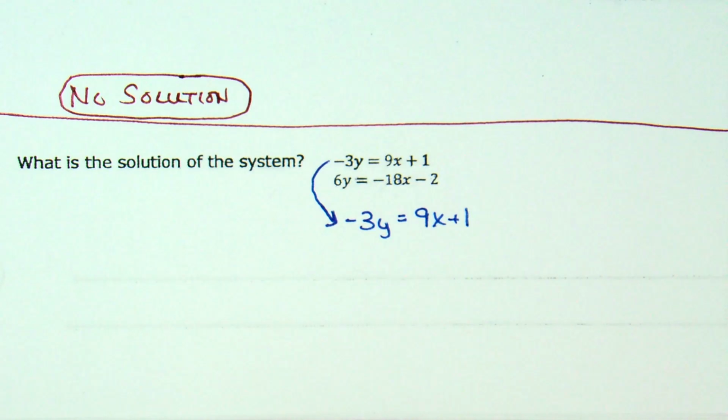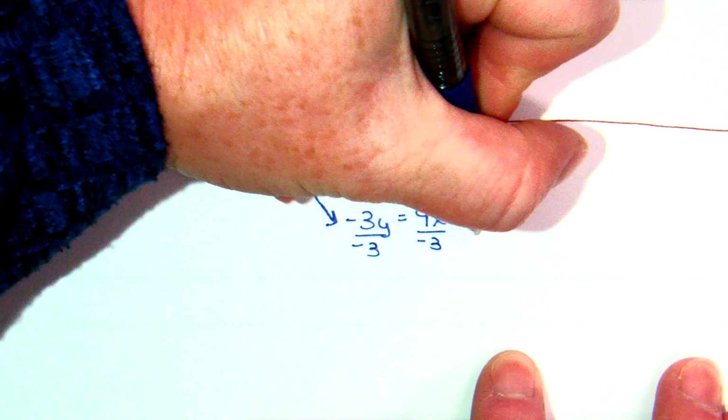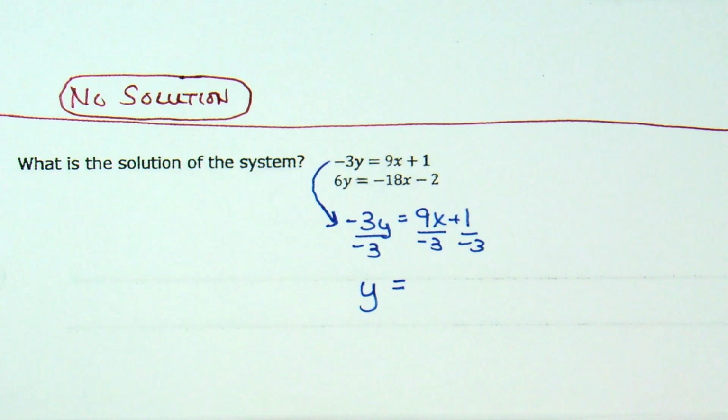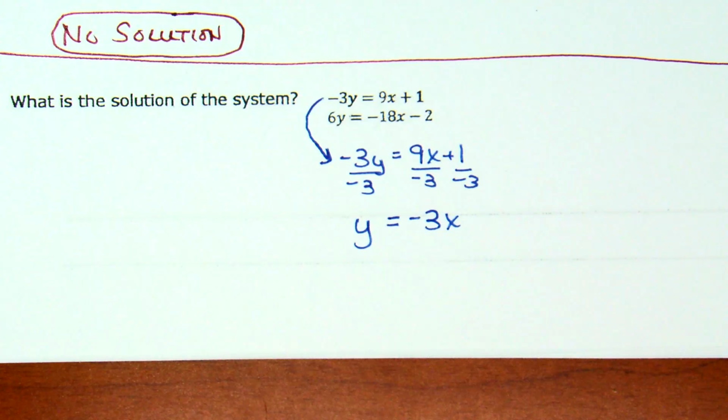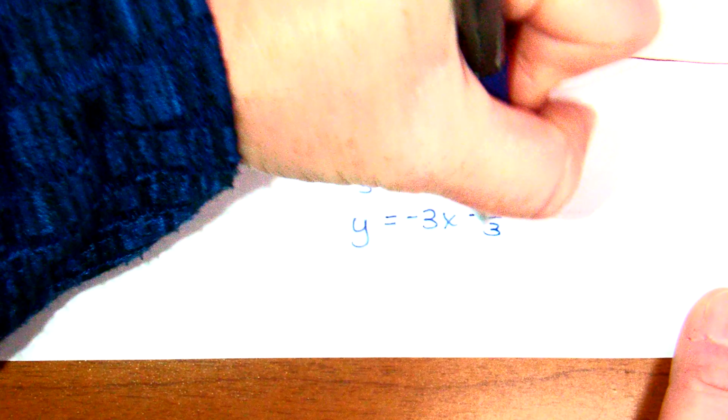So if we take that top one, how do we solve for y? Divide by negative 3. Now, negative 3y divided by negative 3 is y. 9x divided by negative 3 is negative 3x. 1 divided by negative 3 is negative 1/3. Please do not go to a decimal there because that's a repeating decimal, and you can't use an exact answer then.